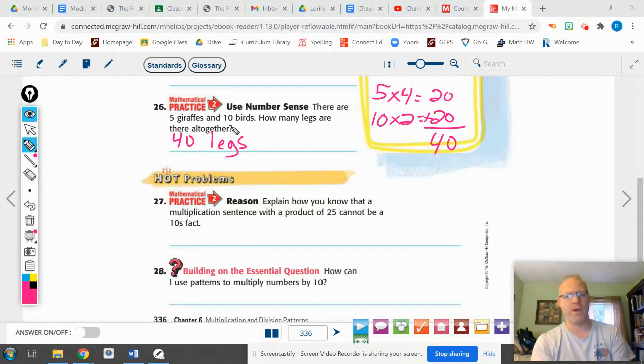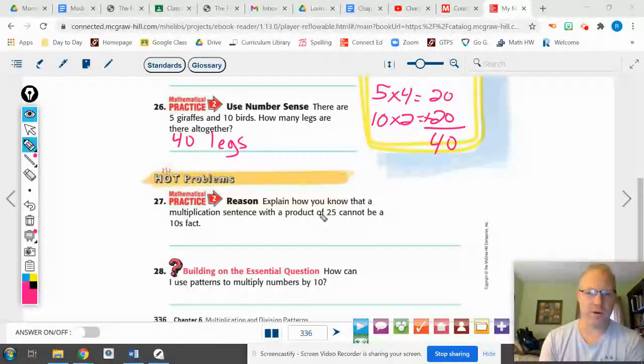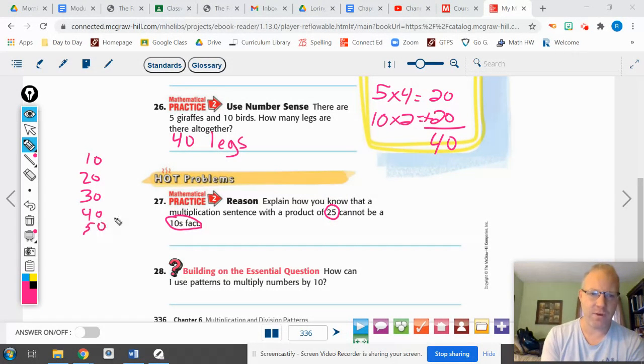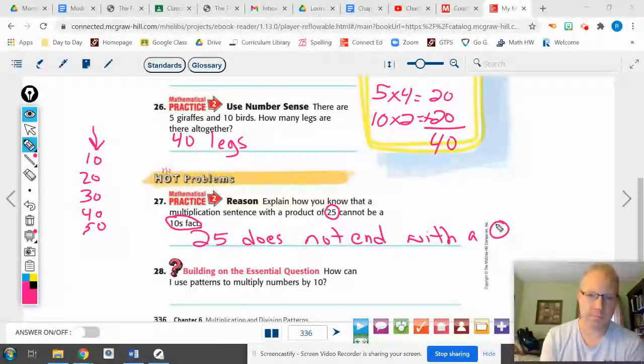So write a word answer for word problems. The HOT problem: explain how you know that a multiplication sentence with a product of 25 cannot be a tens fact. So how do you know that 25 is not a tens fact? Tens facts are 10, 20, 30, 40, 50. So how do you know that 25 is not part of that? What do you notice about it? Hopefully you said 25 does not end with a 0. And since 25 does not end with a 0, it can't be a fact of 10.